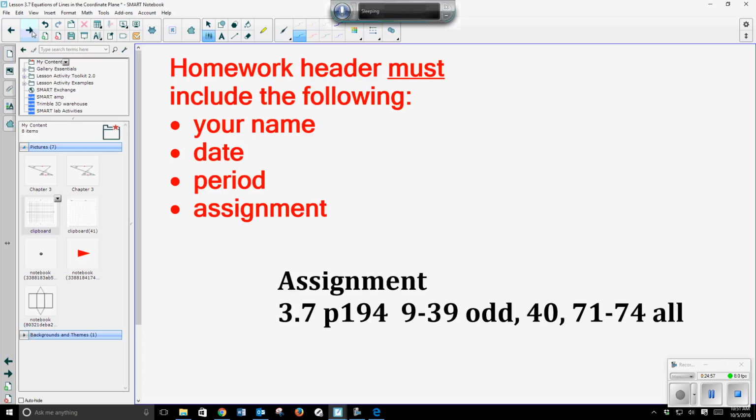So you're having to graph lines given the slope intercept form, given the point slope form. You're having to write equations given the graph or just given information. Any questions about any of it?